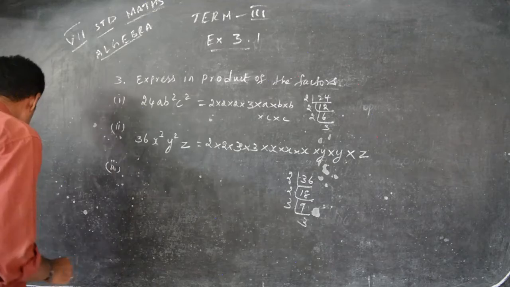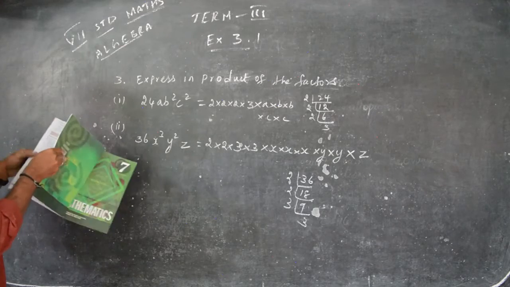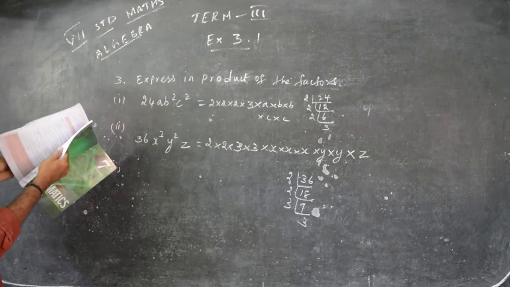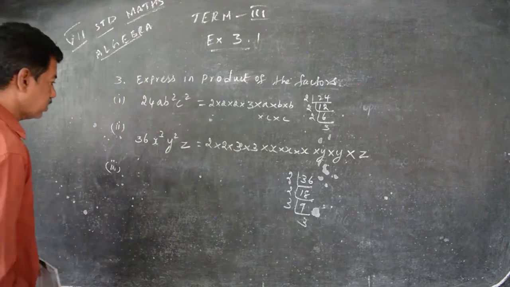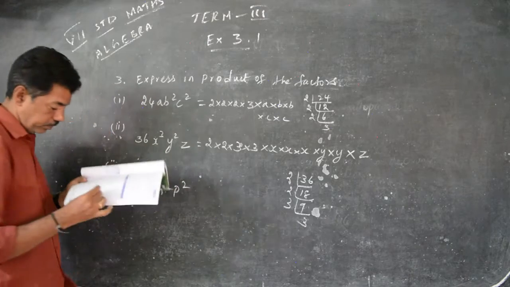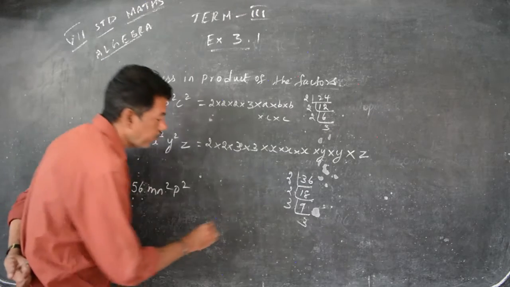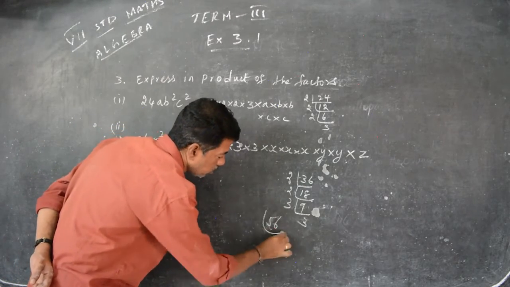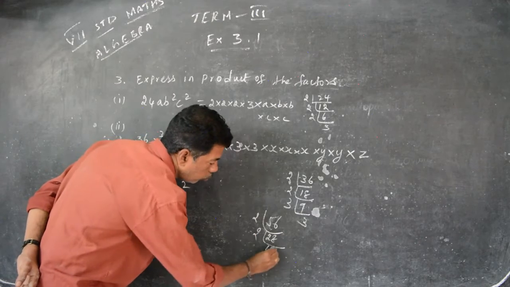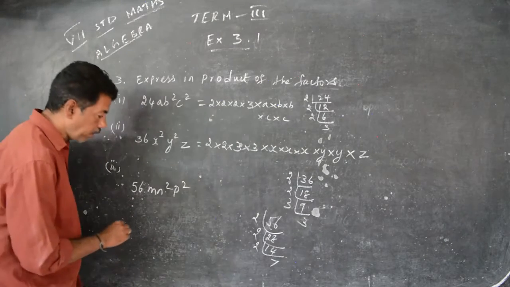Question number 3. Same. So how do we have to proceed? 56mn²p². Can everybody follow? 56mn²p². Now we have to factorize this. Same, 56: 2 times 28, 2 times 14, 2 times 7. That's all. Is it clear?